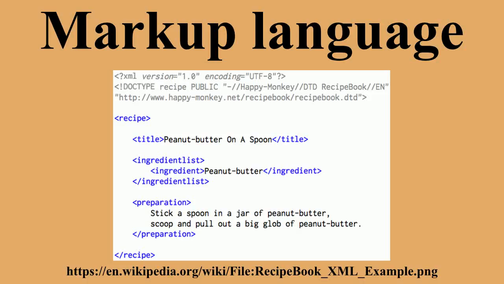SGML was first released by ISO as the ISO 8879 standard in October 1986.